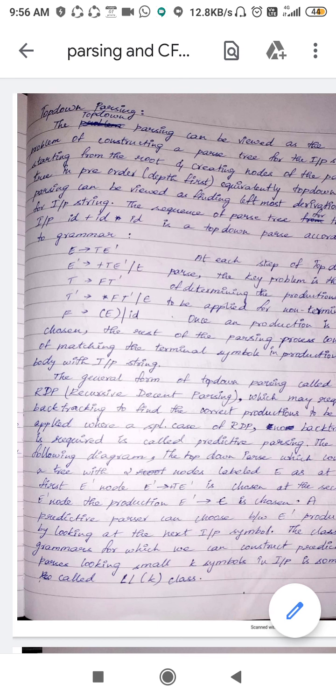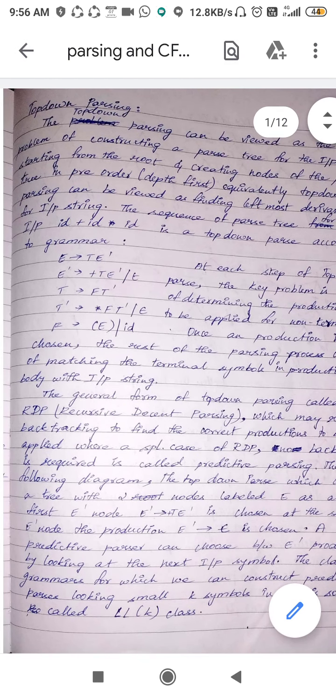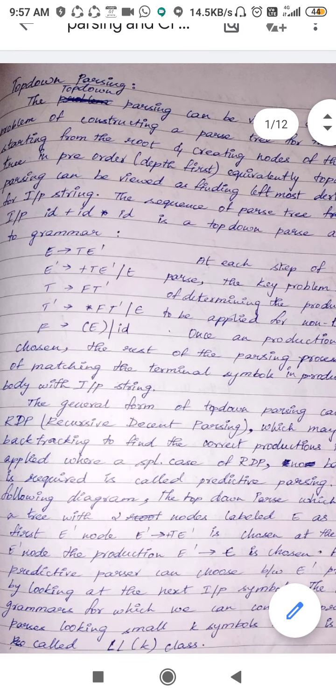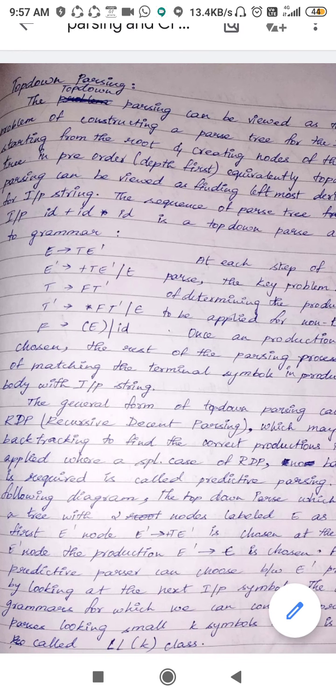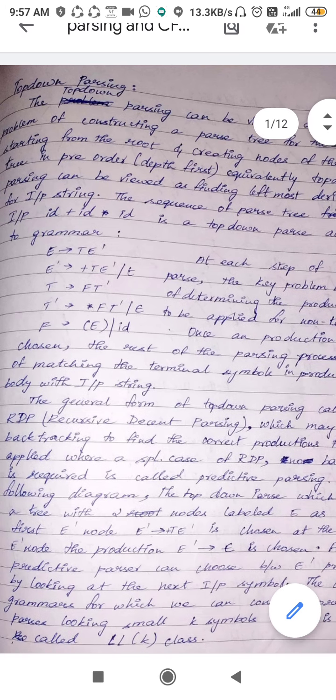Top down parsing in the sense, always we are going to start from the root node, and then move towards the leaves. So start from the top, and then move towards the bottom. Okay, that's why we are calling it top down parsing. Here the derivation technique that we are going to use is leftmost derivation.